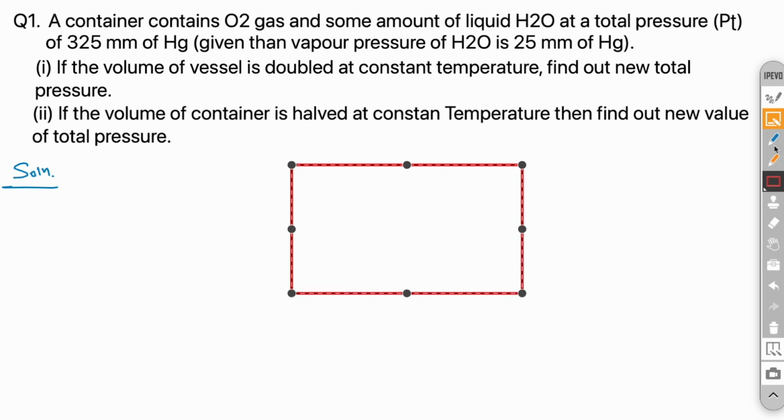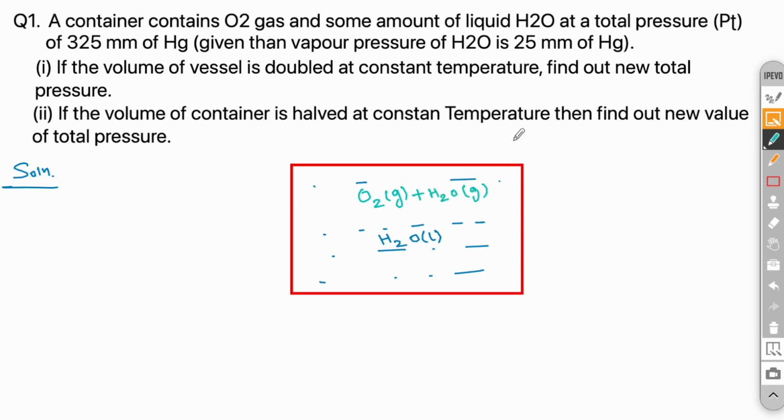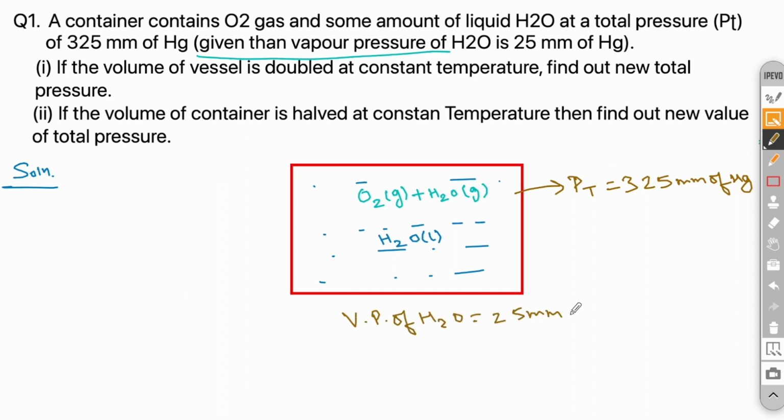Now we'll draw a container and over here we have liquid water as well as O2 gas. This water is in liquid state, and inside this container we also have O2 gas, right, and water in gaseous state as well, which will give us the vapor pressure, right? Since it's the pressure exerted by water at equilibrium state, we know that the total pressure here is 325 mm of Hg, which is given, and the vapor pressure of water here is 25 mm of Hg. Vapor pressure will remain constant in both cases. Why? Because we have written a note earlier that vapor pressure depends only upon temperature.